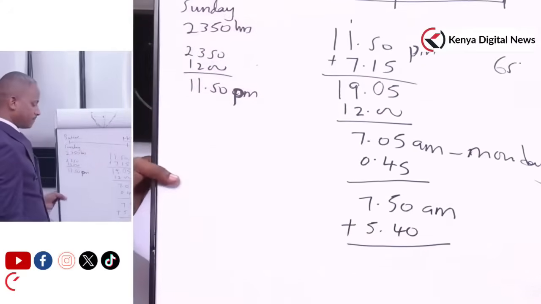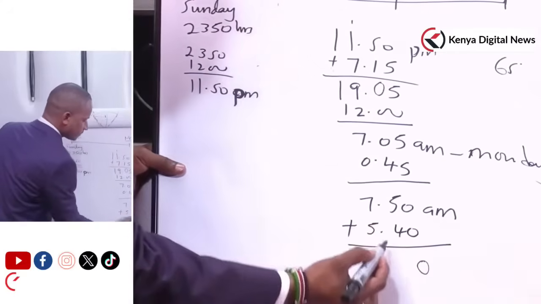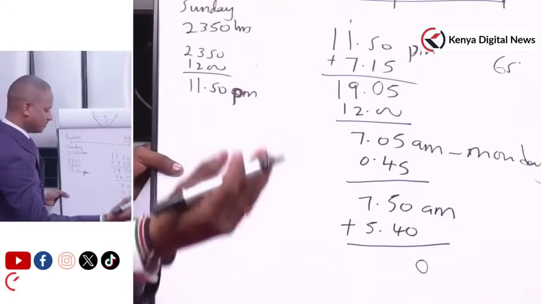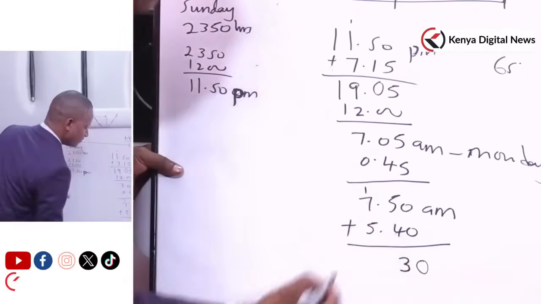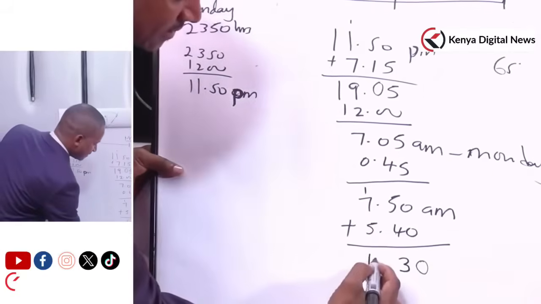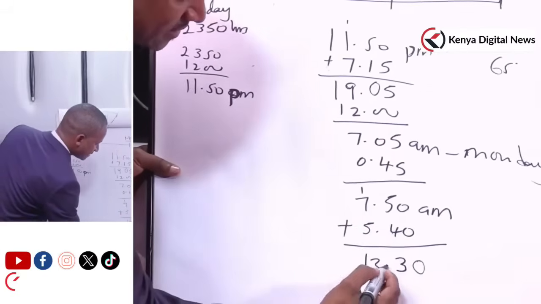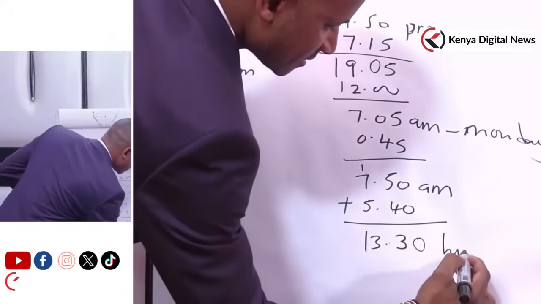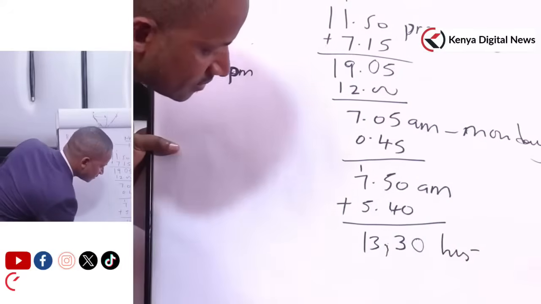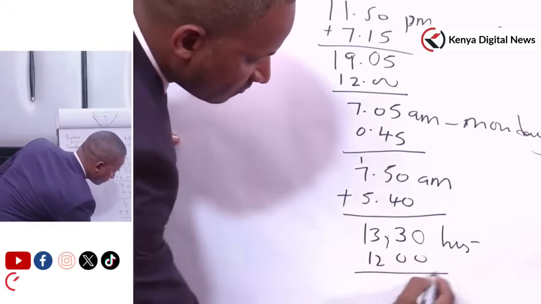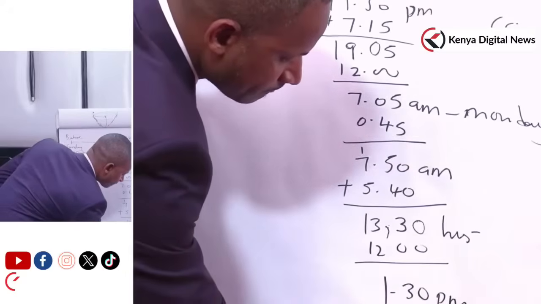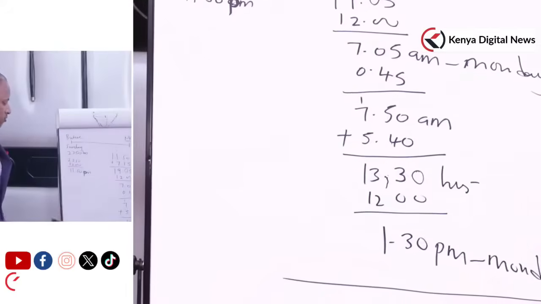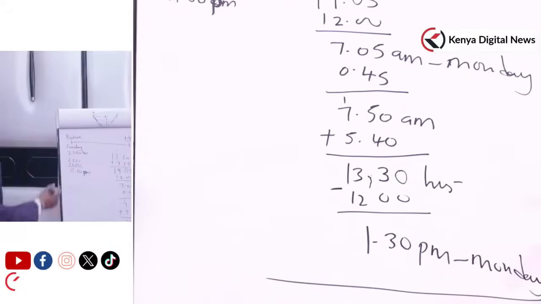You add again. This is 0. 5 plus 4 is 9. So that is 90 minutes. 90 minutes is 1 hour, 30 minutes. So you only put 30, you carry 1. This is 13. 7 plus 5 plus 1 is 13. So this person reached Nairobi at 13:30 hours. 13:30 hours, in 12 hour, you subtract 12, which is 1:30 p.m. But on a Monday. These things are just playing with the mind here and there, but very easy things.